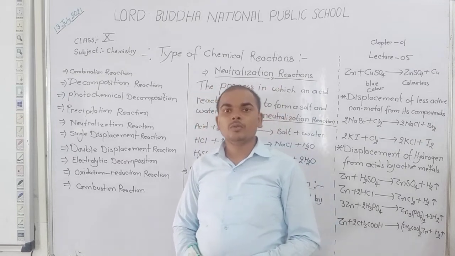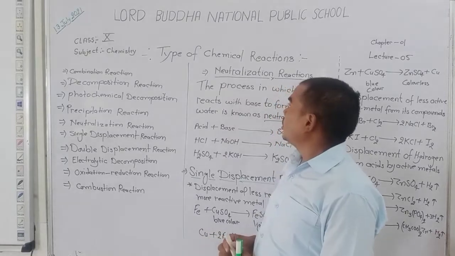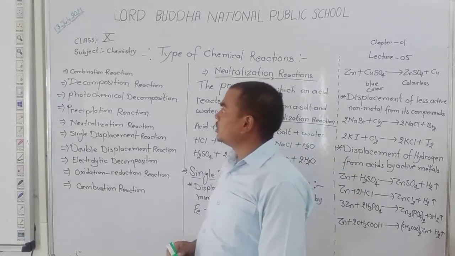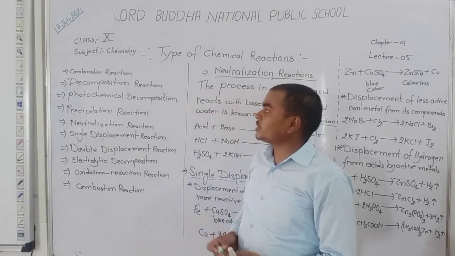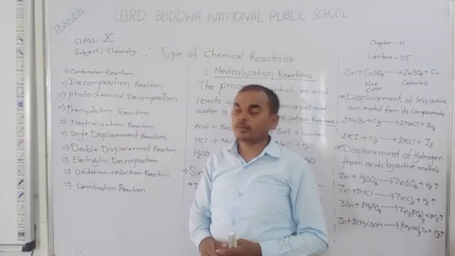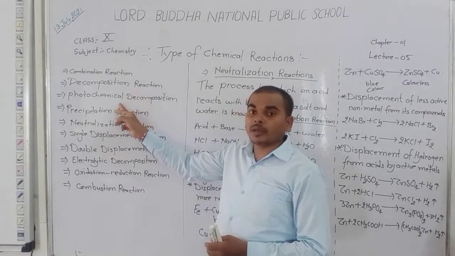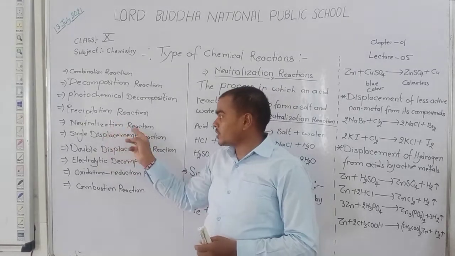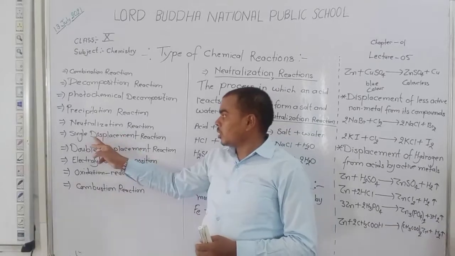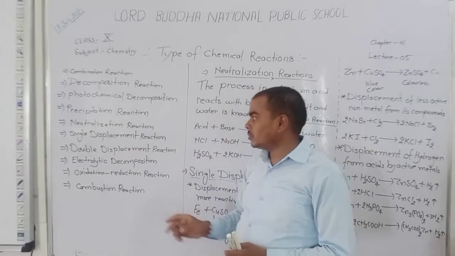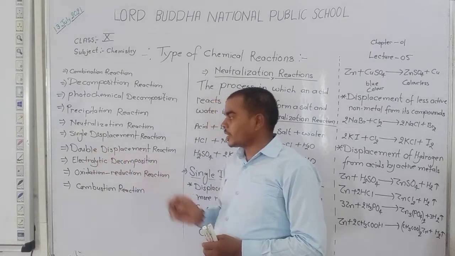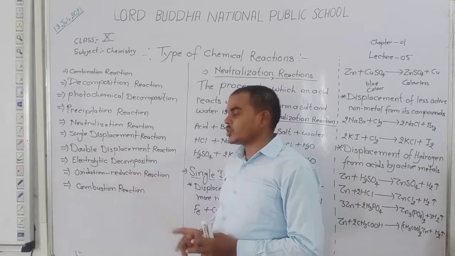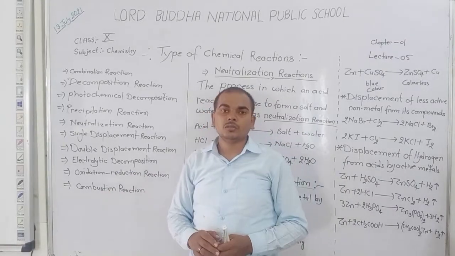In the previous lecture, we discussed types of chemical reactions. The types of reaction are combination reaction, decomposition reaction, photochemical decomposition reaction, precipitation reaction, neutralization reaction, single displacement reaction, double displacement reaction, electrolytic decomposition reaction, oxidation reduction reaction, and combustion reaction.